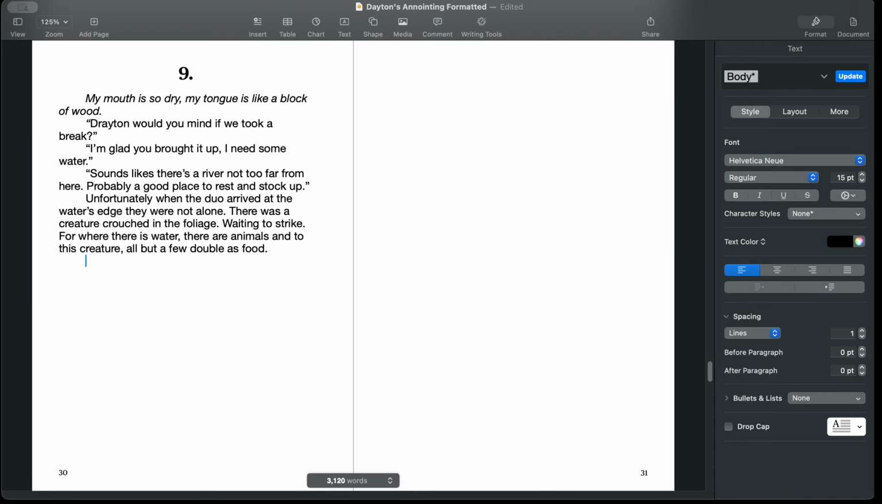Let's see. Next. Unfortunately, when the duo arrived at the water's edge, they were not alone. There was a creature crouched in the foliage, waiting to strike. For where there is water, there are animals, and to this creature, all but a few double as food. I don't know how many commas are actually supposed to go in that sentence, but that's where I naturally want to pause. So we will keep it there for now.